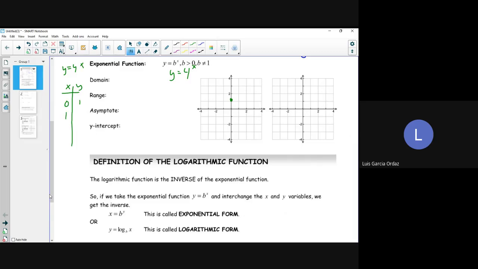When x is equal to 1, what is our y value? So when x is 1, what is our y value? 4. Okay, when x is 2, what is our y value? 16. How about when x is negative 1, what would our y value be?